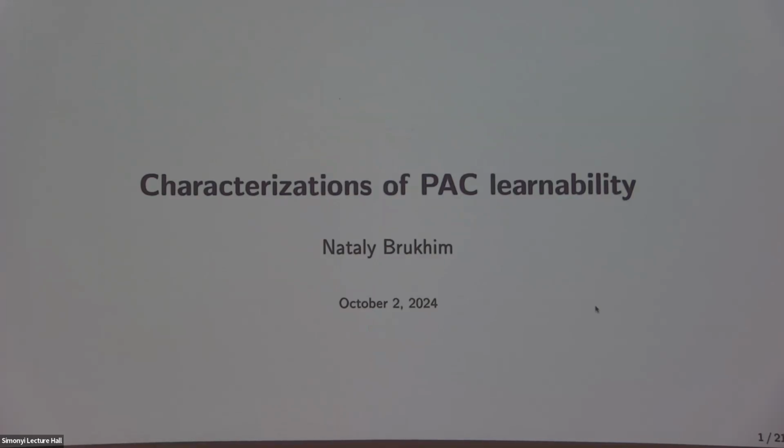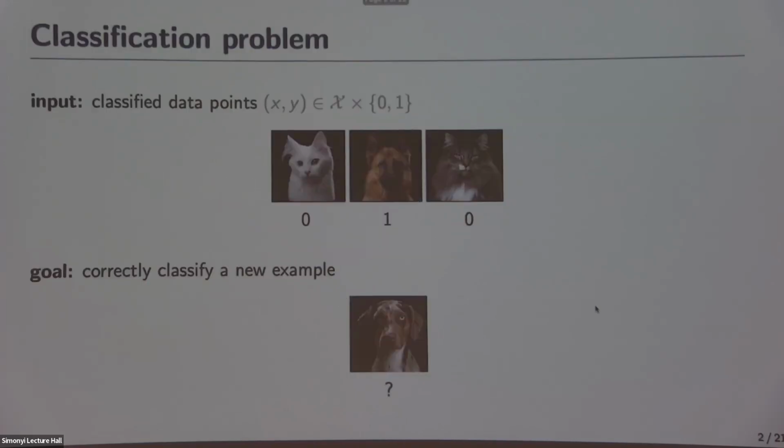Okay, so I work in theoretical machine learning, and I will describe a fundamental result in learning theory and some generalization of it. A very basic problem in machine learning is binary classification. So we're given a bunch of classified data points. These are pairs X and Y. These X's come from some set X, which could be, for example, images of cats and dogs. And we have a label for them Y, which could be 0 if it's a cat, for example, 1 if it's a dog. And then we want to be able to classify correctly a new unseen example X.